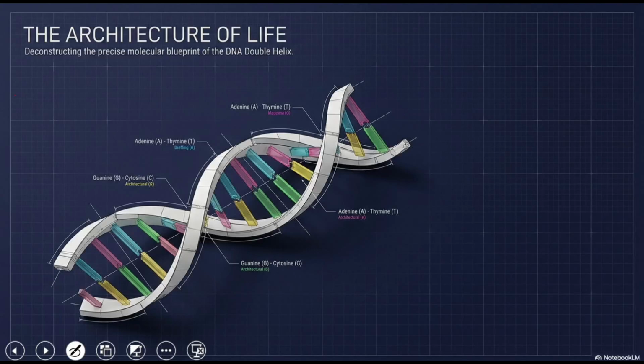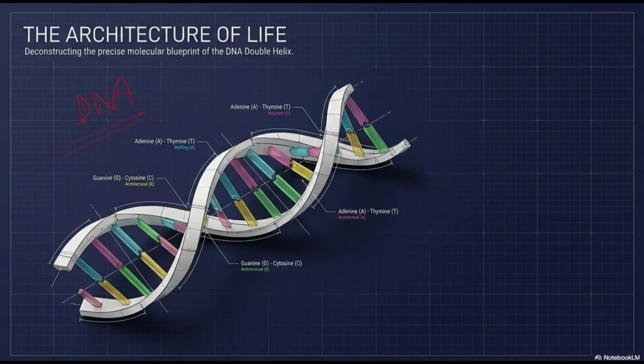Have you ever wondered why you have your mother's eyes or your father's smile? How are all the characteristics of a living organism stored and passed from one generation to the next? The answer lies in one extraordinary molecule, that is deoxyribonucleic acid, DNA. In today's video, we won't just study the structure of DNA, we will explore the amazing journey of its discovery and understand how this molecule is built.